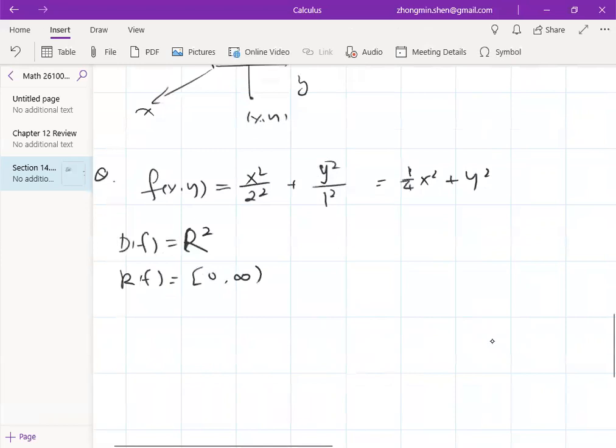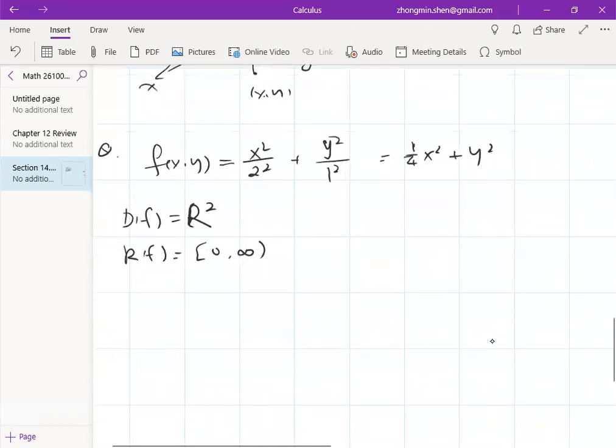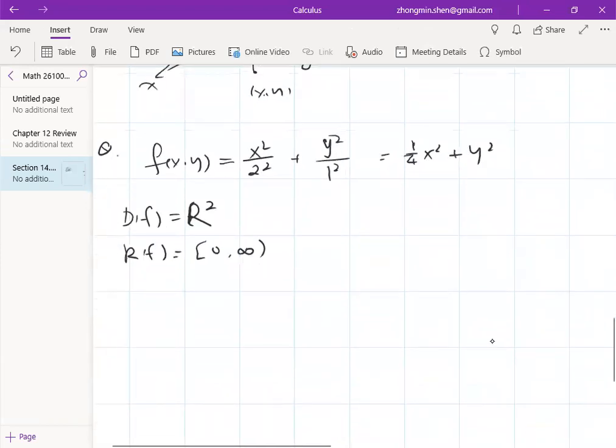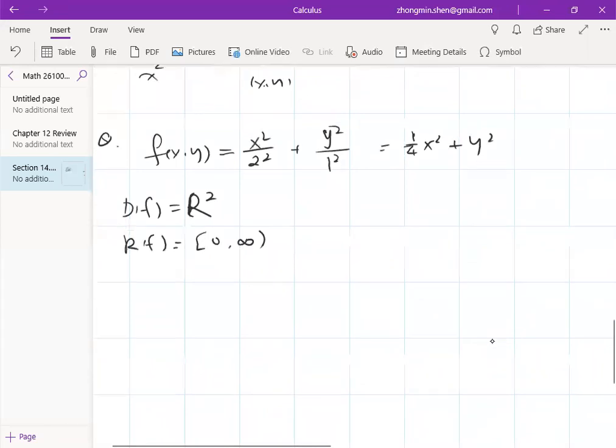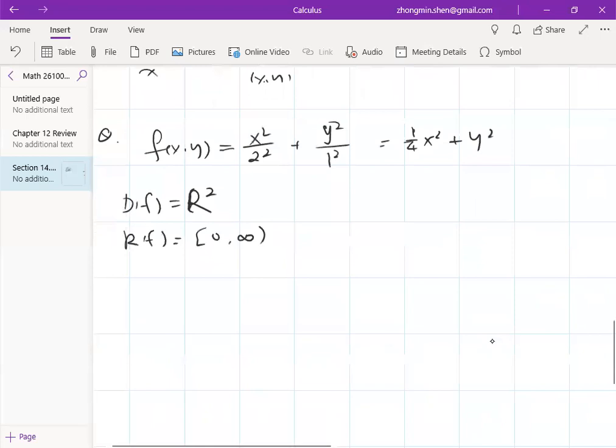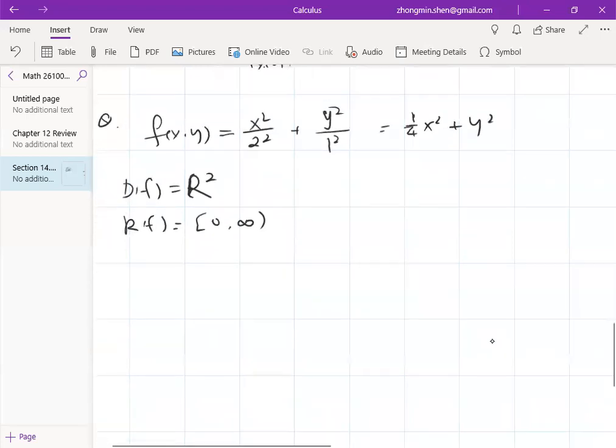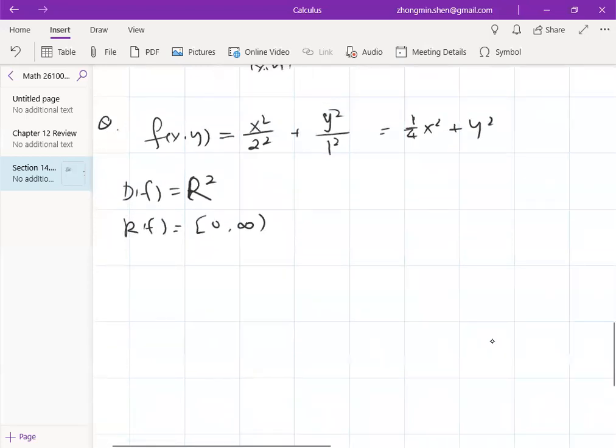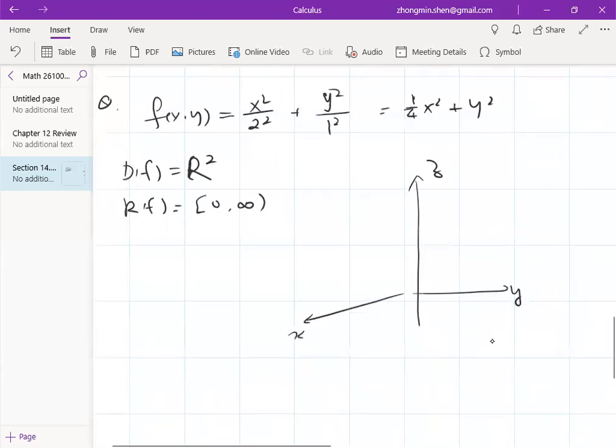All right, now let's understand the graph. The graph, how can I draw the graph? Well, it is always positive, so the best way to draw the graph is as follows.